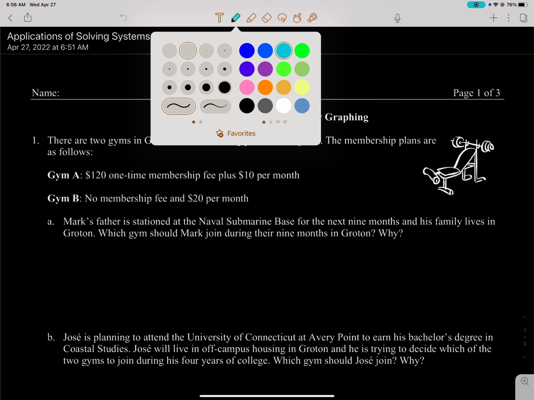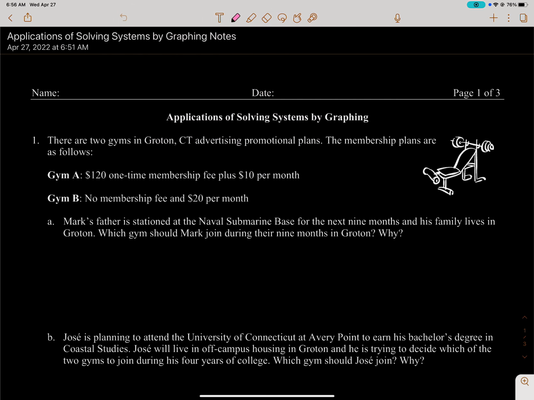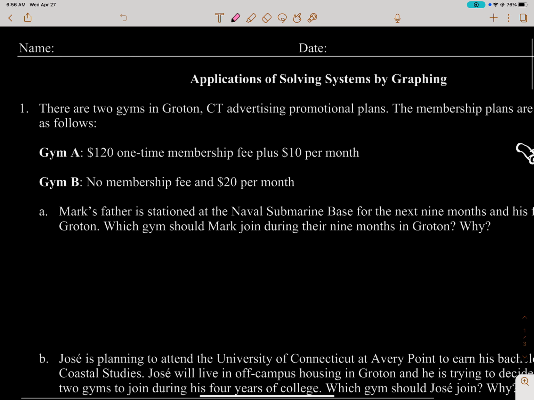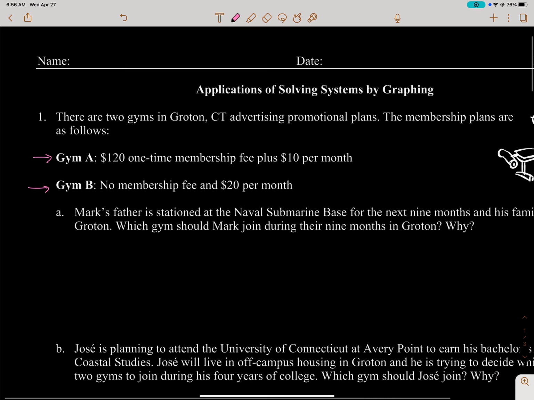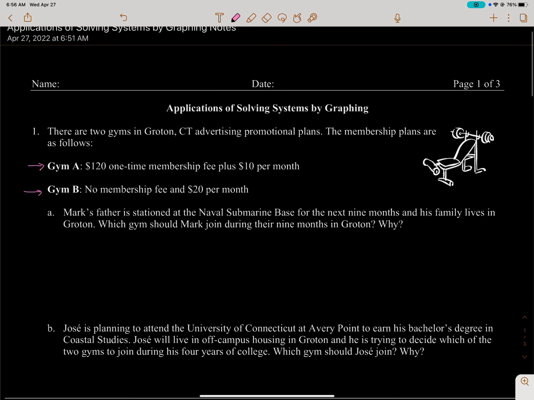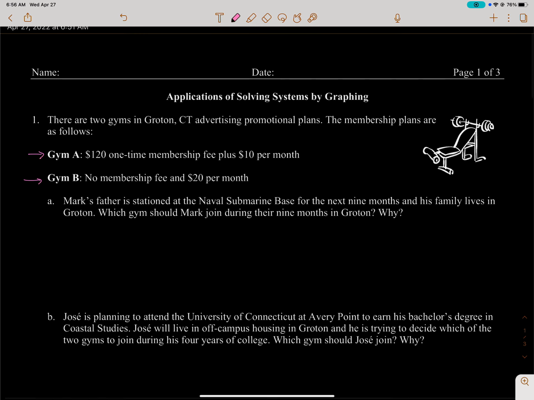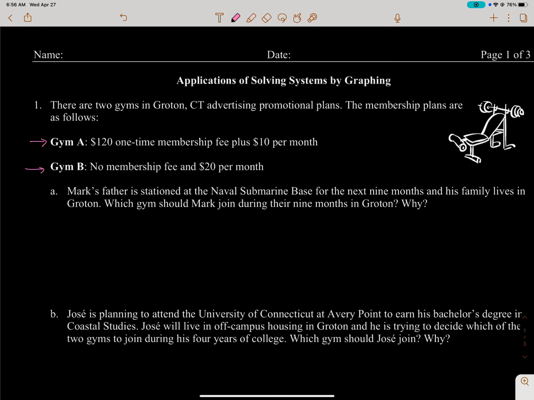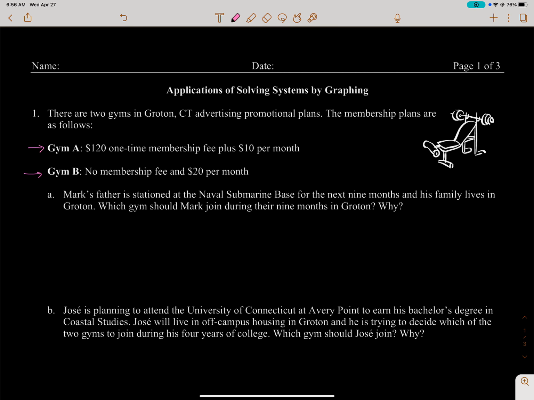Okay, so we're going to start looking at some word problems with solving systems by graphing. So remember, it's a system, so there's going to be two equations, usually comparing two things, such as gym A and gym B. So it says there are two gyms in Groton, Connecticut, advertising promotional plans. The membership plans are as follows. Gym A is a $120 one-time membership fee plus $10 per month.